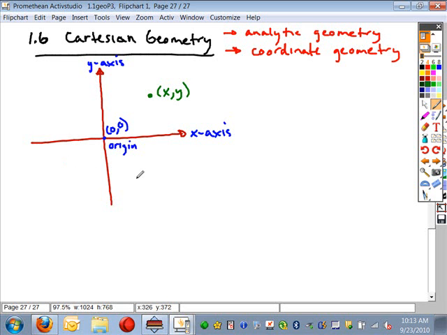So when you're looking at these, there's 4 different quadrants that a plane is divided into by the x-axis and y-axis intersecting. And it starts in the top right as quadrant 1, and then it moves counterclockwise. So quadrant 2, quadrant 3, and quadrant 4.